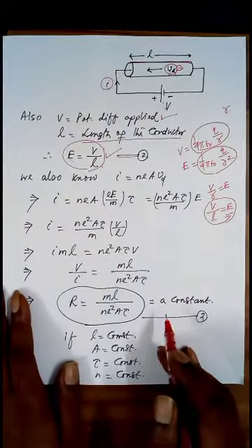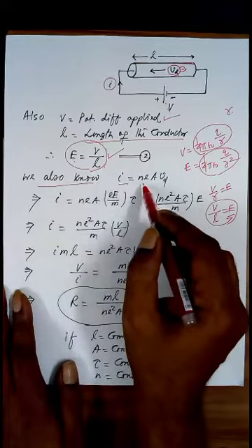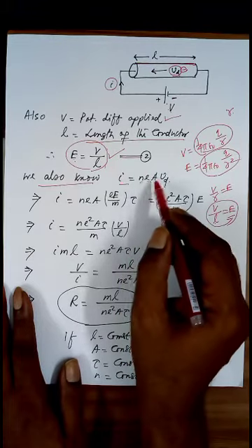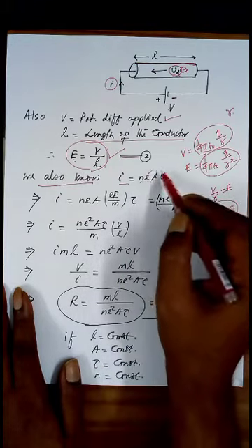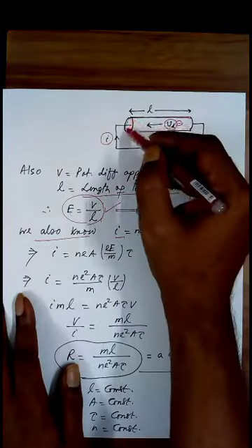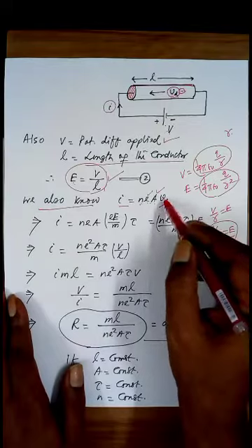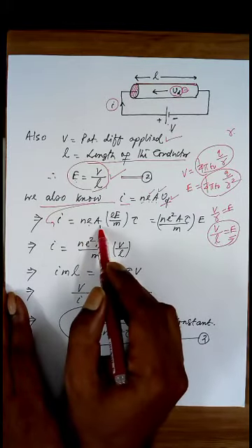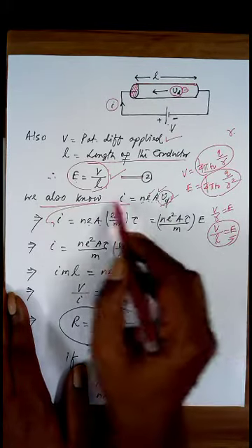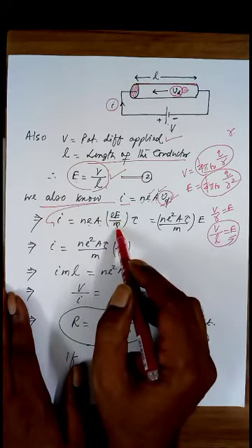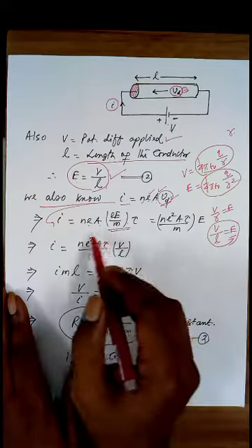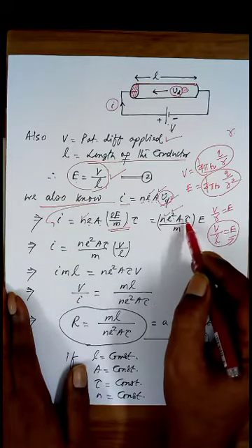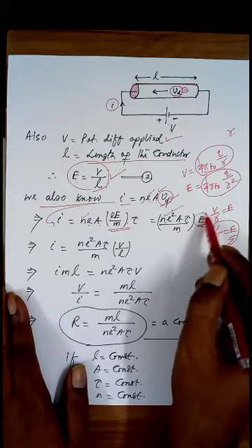We also derived in the last lesson that current is equal to n e A vd, where n is the number of electrons per unit volume of the material, which varies from material to material, e is the charge of the electron, A is the area of cross section of the conductor, and vd is the drift velocity. So I can be written as n e A, and for drift velocity I substitute small e capital E over m into tau. So small e into small e becomes e square, giving n e square A tau divided by m into capital E, the electric field.